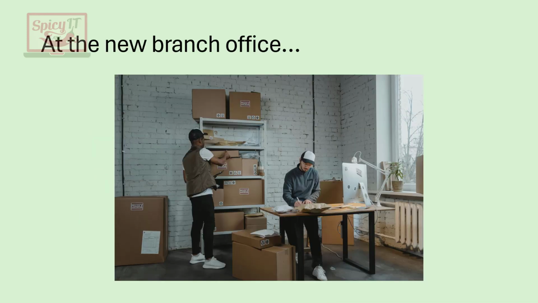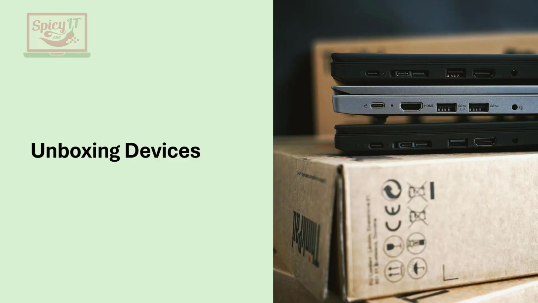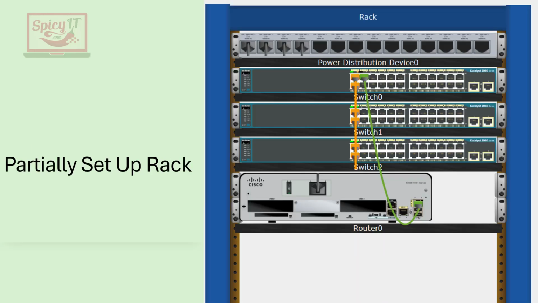So you arrive at the new branch office and you start unpacking with your colleagues there, a lot of boxes everywhere, and you find some interesting devices. You find 3 laptops, or maybe a bit more, that could be used for testing. And you also find a partially set up rack where you're going to be working a lot. And you see there that there are 3 switches and a router. Now, what to do with that?